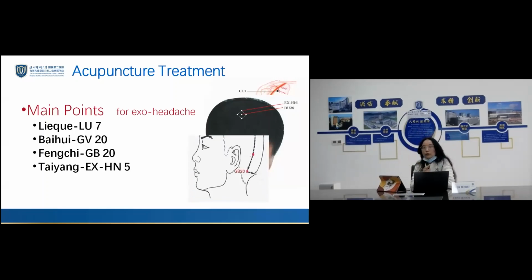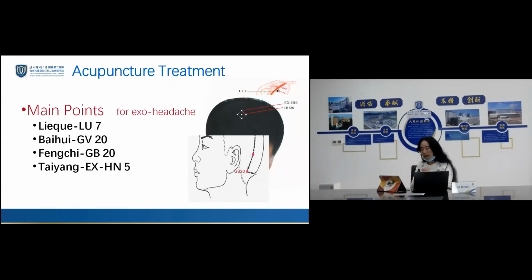And another one, 风池, is Gallbladder 20. It's an easy way for you to find: first find your sternocleidomastoid muscle, and you use your thumb to push along this muscle, and when you reach the end of the muscle and feel the bone, that's Gallbladder 20.